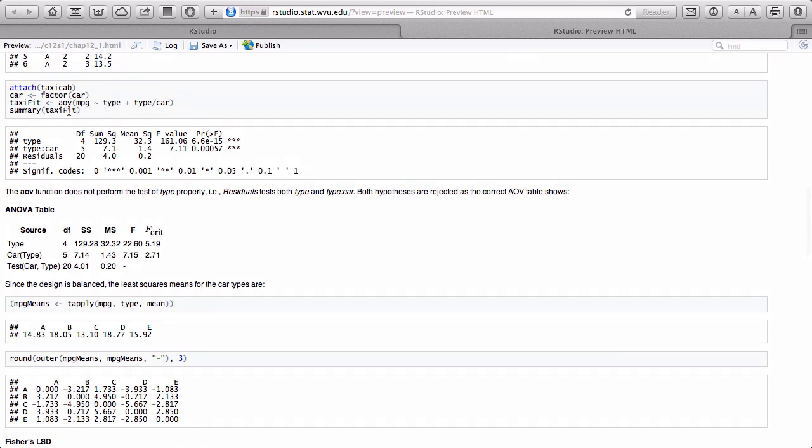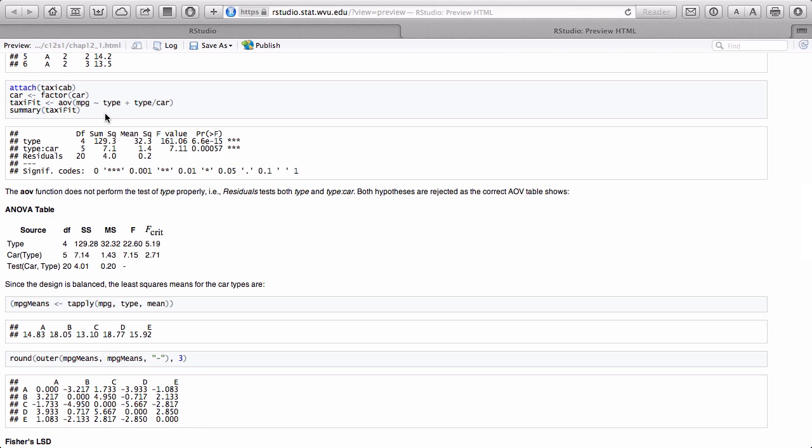out of this is that AOV, the function AOV, is a wrapper for LM. It's not really a separate model, but it only actually works, I believe, for the balanced case in general. LM works for all cases, including unbalanced.